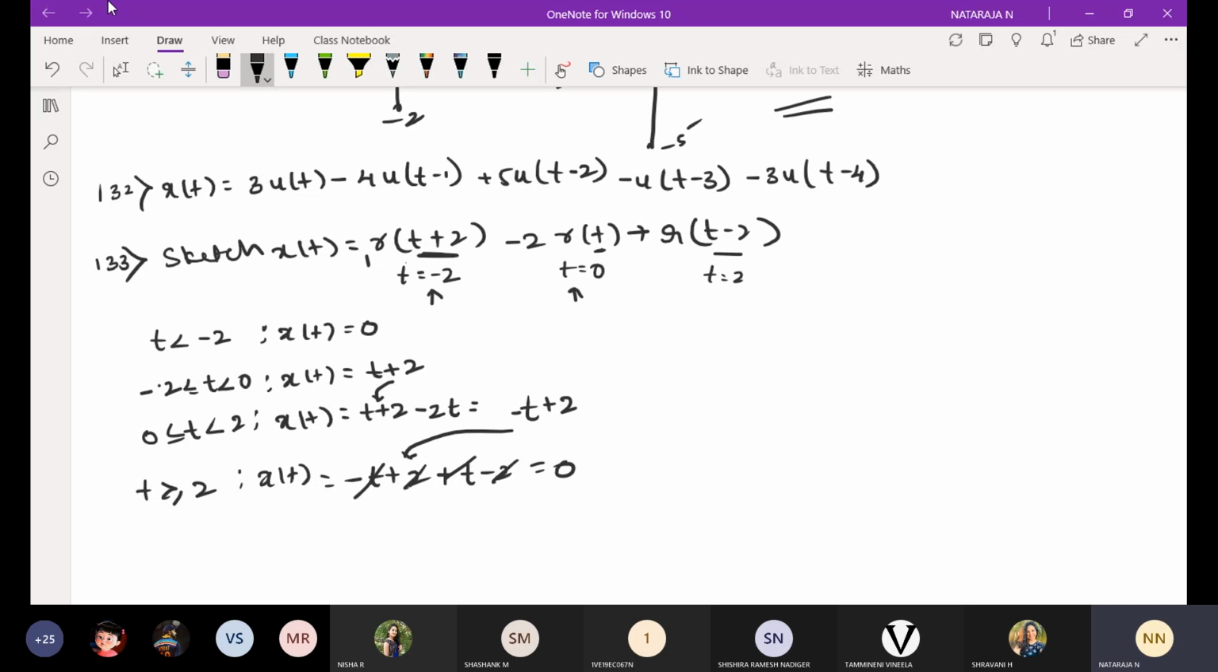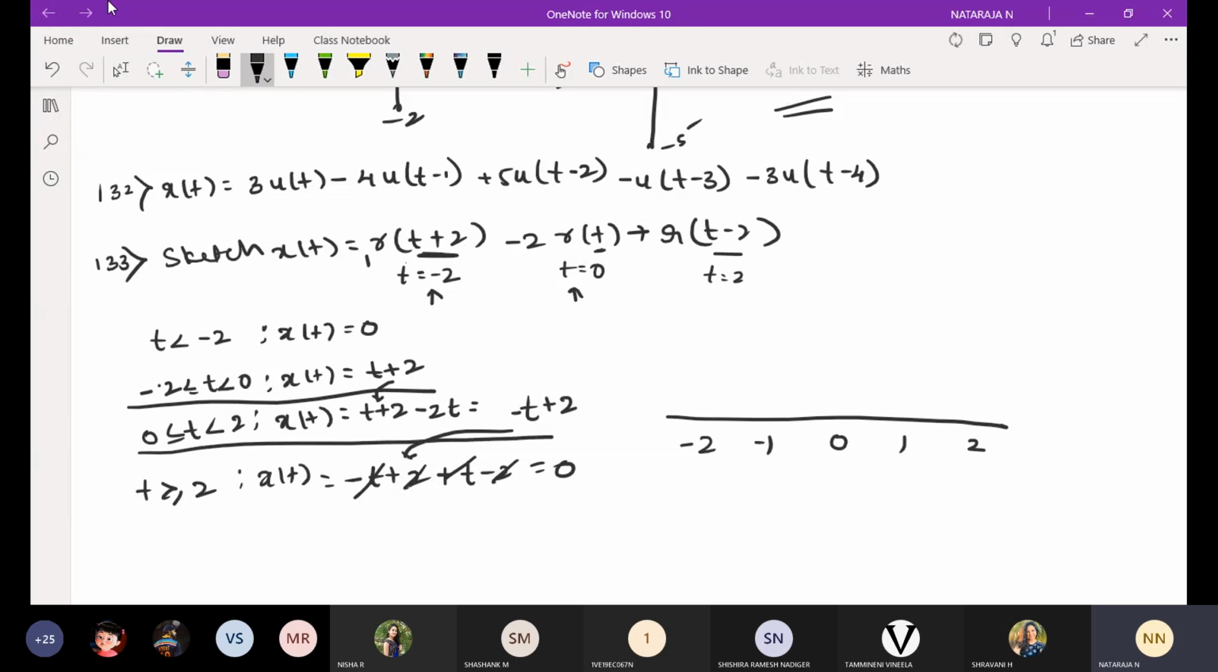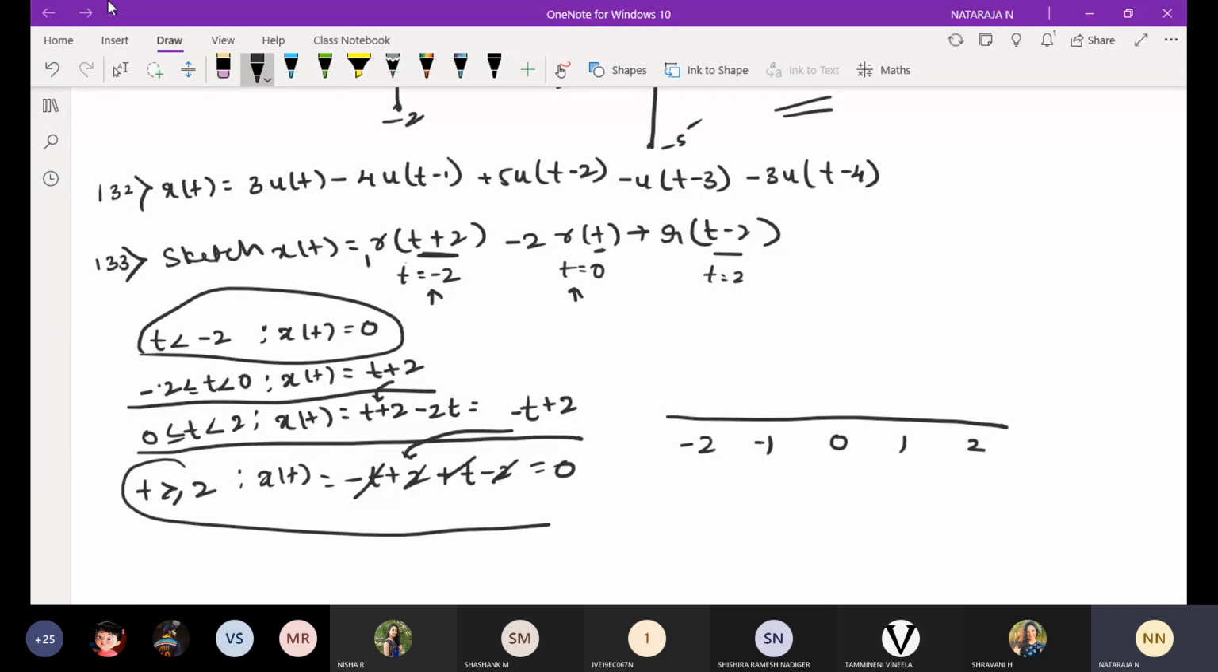Now I need to sketch the signal. Less than minus 2 it will be 0. The signal will be from minus 2 to plus 2: minus 2, minus 1, 0, 1, 2. Just take minus 2. From this signal, we are only going to consider these two signals. I am not going to consider this because it is already 0. This is also 0.